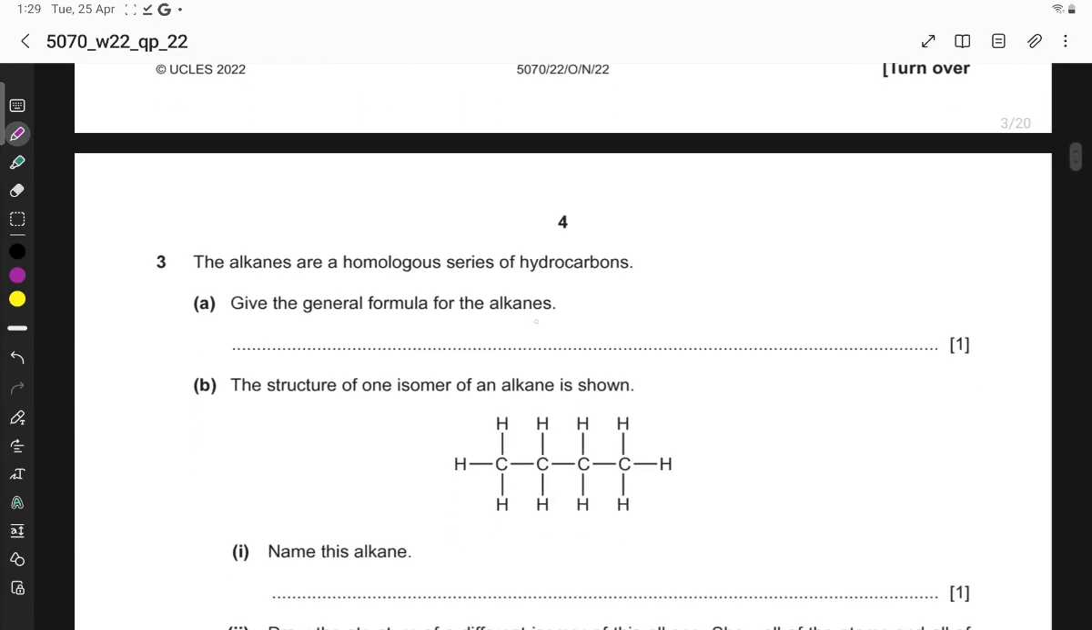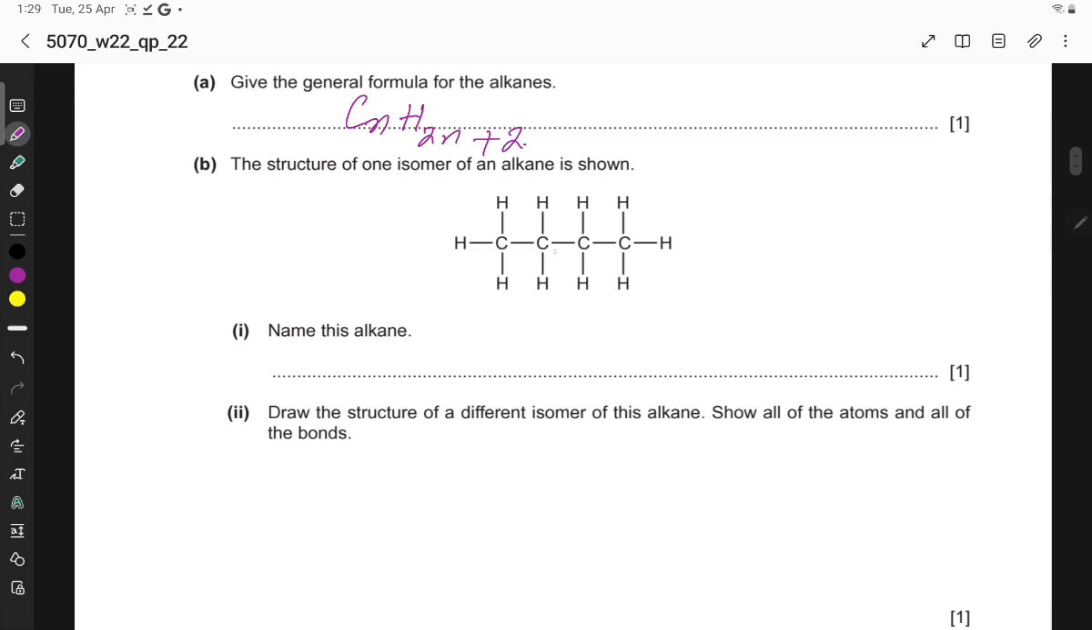The alkanes are a homologous series of hydrocarbons. Give the general formula of the alkanes. So this is very simple. You must learn the general formula of the organic compounds homologous series: CnH2n+2. Name this alkane: 1, 2, 3, 4. So the name of this compound is butane.